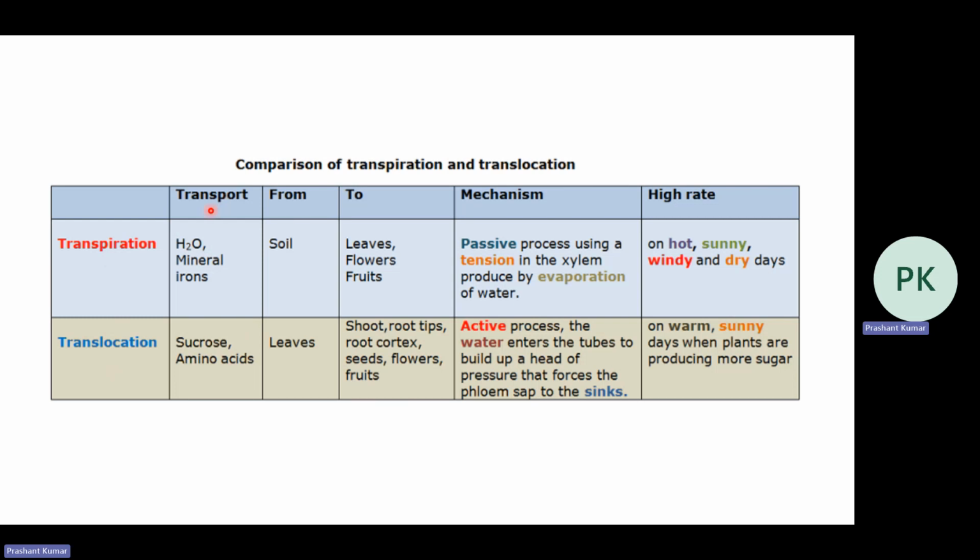In transpiration, what is transported is water and minerals, from where? Soil to leaf, flower, and fruit. By which process are the particles moving? They use passive transport and the evaporation process. The higher rate is on a hot, sunny, windy or dry day. In translocation, the food molecules get transported, such as sucrose and amino acids. From where to where? From leaf to shoot, root, root cortex, seed, flower, and fruit. The mechanism is an active process where energy is used up, and the higher rate is on a warm sunny day.